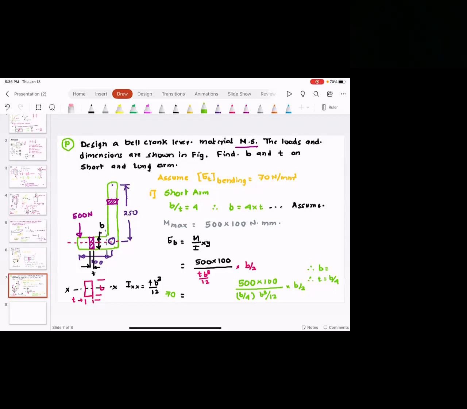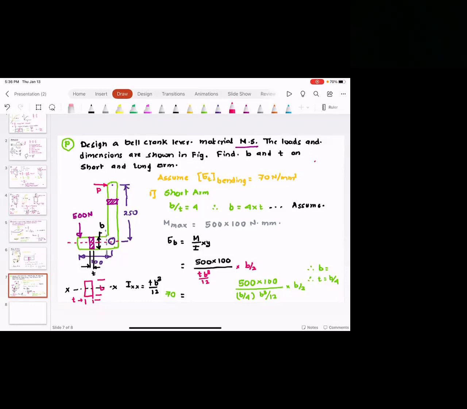Now, how do I go with the long arm? First and foremost, please understand, I do not know the bending moment on the long arm, but that is not required. Why is it not required? Because I can equate 500 multiplied by 100 is equal to P multiplied by 250, and that should be able to give me the value of P.